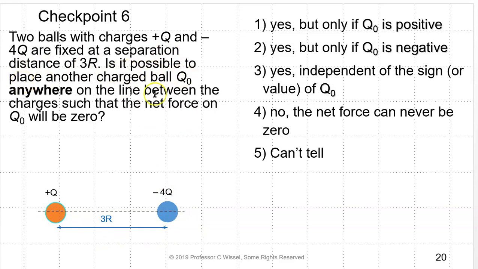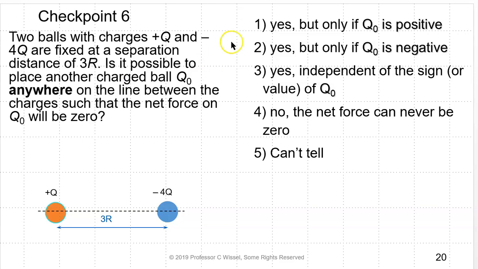Is it possible to place another charged ball, Q naught, anywhere on the line between the charges such that the net force on Q naught will be 0? Now, this is one of those where you eliminate possibilities. Eliminate all the crap, and whatever remains, no matter how improbable, is likely to be the truth.